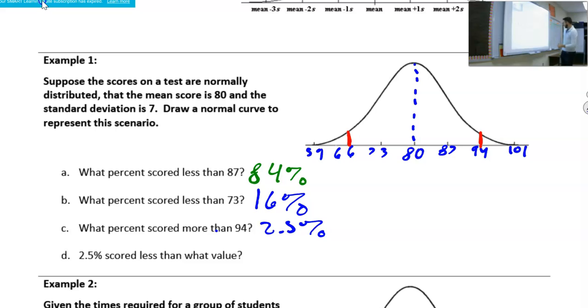And lastly, 2.5% scored less than what value? Well, based on the same rule we just talked about, 2.5% would score less than the second standard deviation, so scored less than a 66.